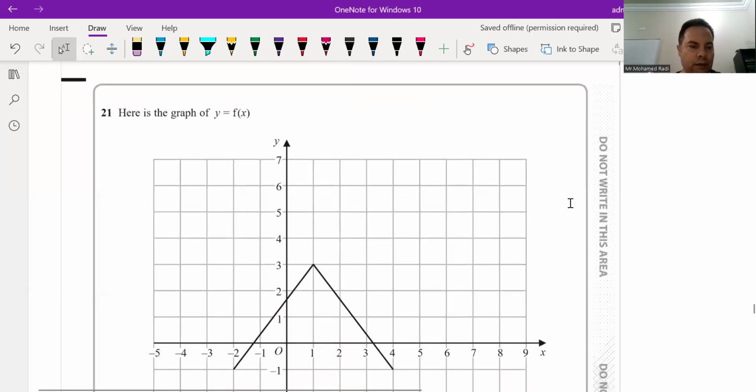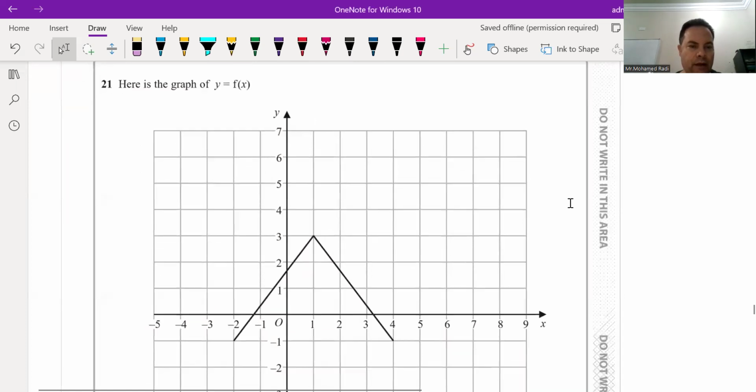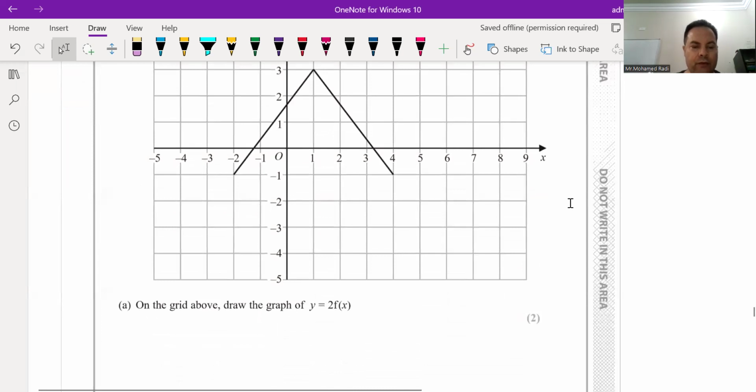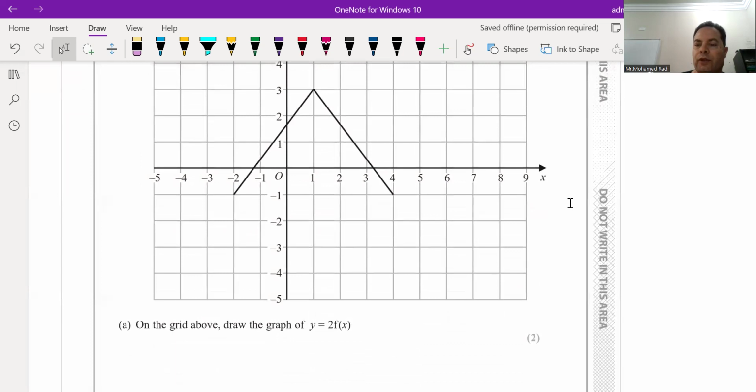Question 21. Here is a graph for y equals f of x. On the grid above, draw the graph of y equals 2f of x. Show the difference between when I ask to describe this transformation or apply this transformation. When I ask to describe this transformation, it is called stretch vertically with the scale factor 2. Stretch vertically means parallel to the y-axis with a scale factor 2.